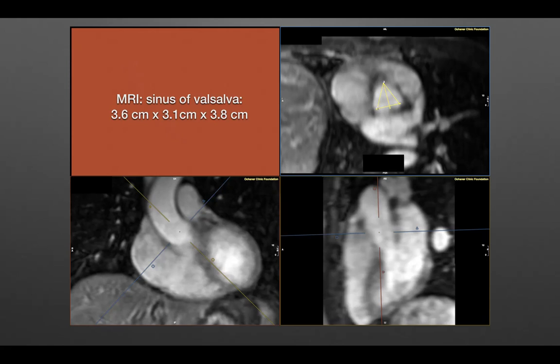So this is an example of how we do it, and these images aren't as crisp as I would like, but it serves as an example. And here on MRI, you would angle with the blue line appropriately so that if you were to measure in the blue box, you are exactly perpendicular. And here we measured the sinuses at 3.6, 3.1, and 3.8 centimeters.